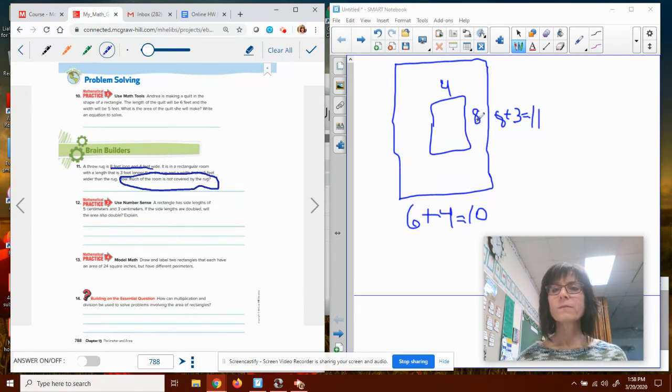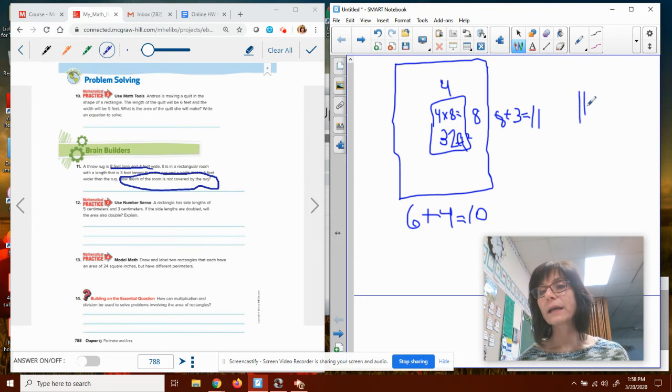Well, first of all, we have to figure out the area of our rug. The area of the rug here would be 4 times 8. And 4 times 8 would equal an area of 32. 32 square feet. Then my room is going to be 11 times 10.